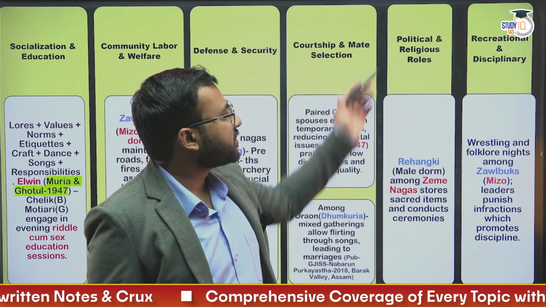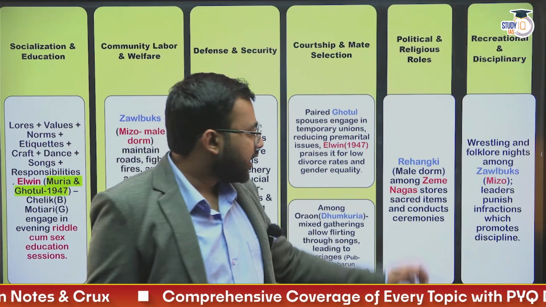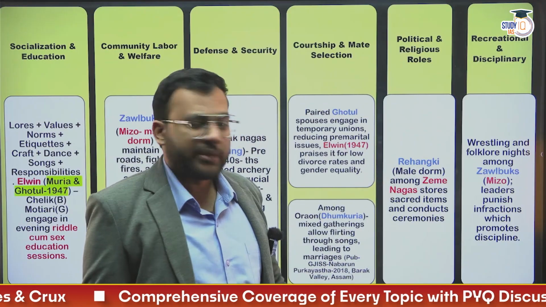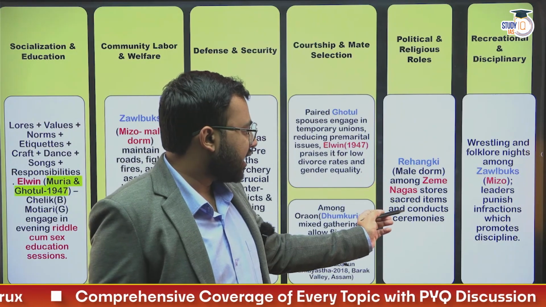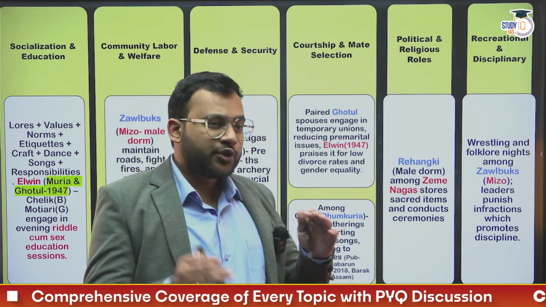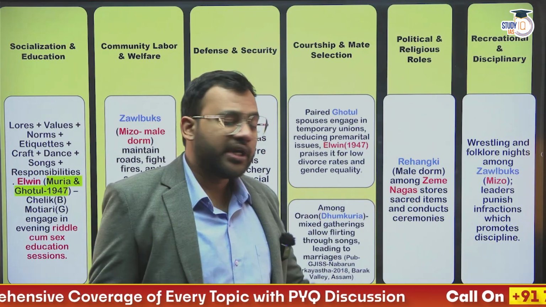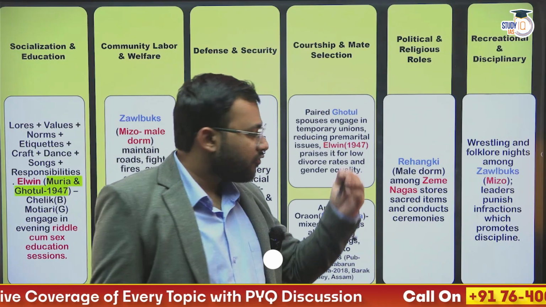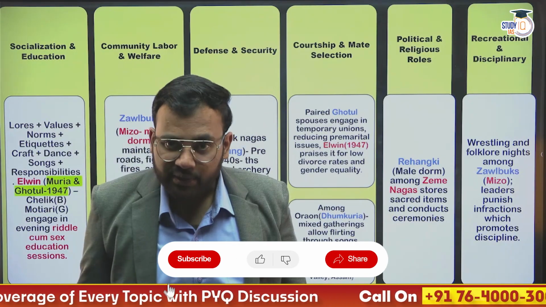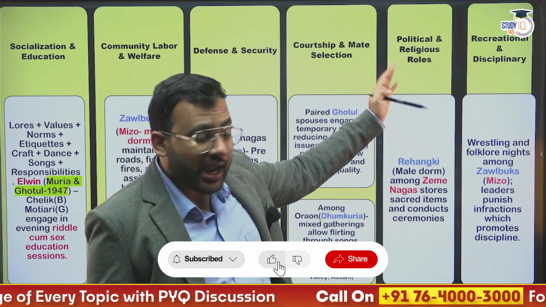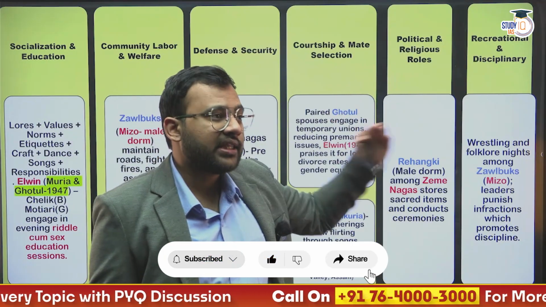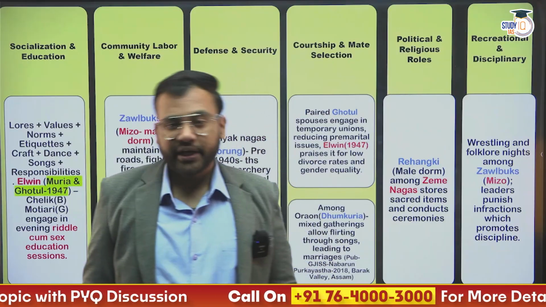All right. Next, the political and the religious role. Now, in the Rihanki, which is a male dormitory among the Jime Nagas, a lot number of times the youth dormitories act as the place where the sacred items are being stored and also for conduction of important ceremonies. So they also act as the places where the political and the religious functions are often played.